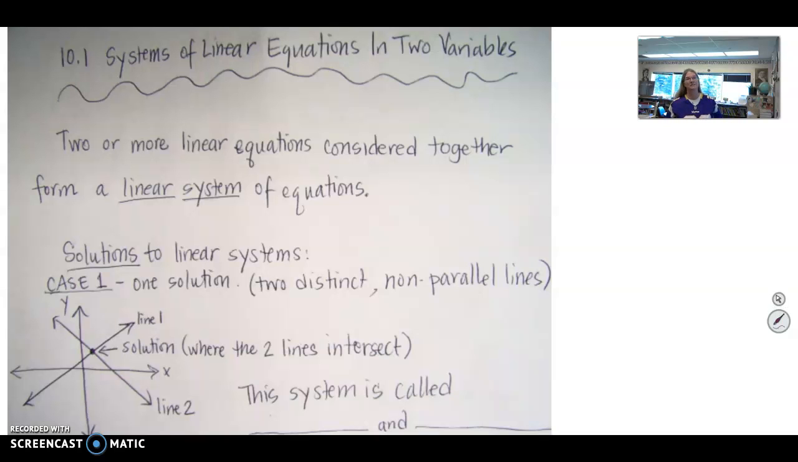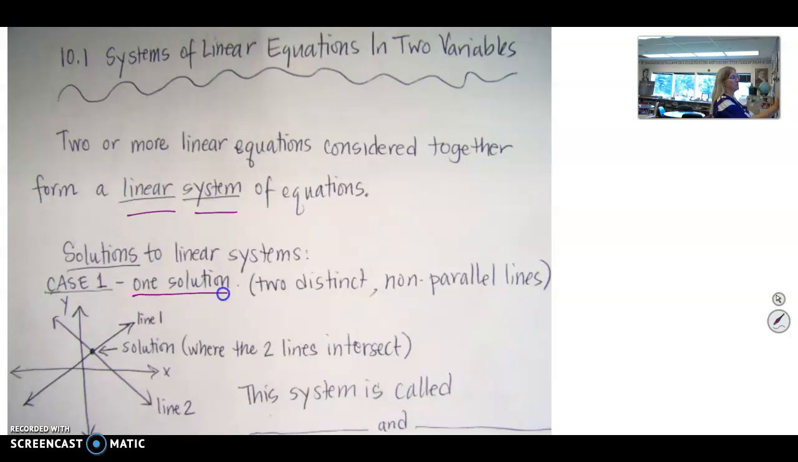All right, let's take a look at how to solve systems of linear equations in two variables. First of all, what is a system of linear equations in two variables? It's simply linear equations that are considered together. It could be two or more linear equations considered together. That's what forms a linear system of equations. So we're going to be finding solutions to these linear systems, and there are three different cases that we're going to look at.